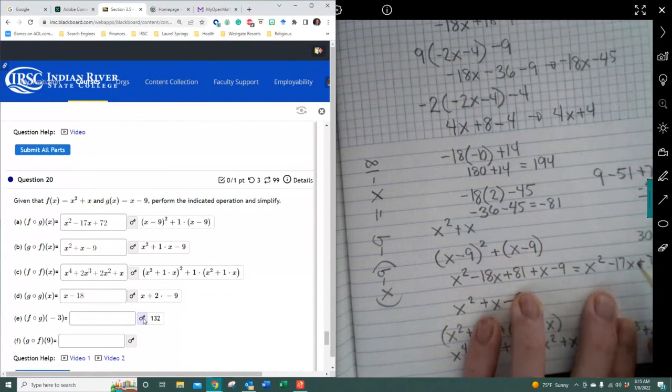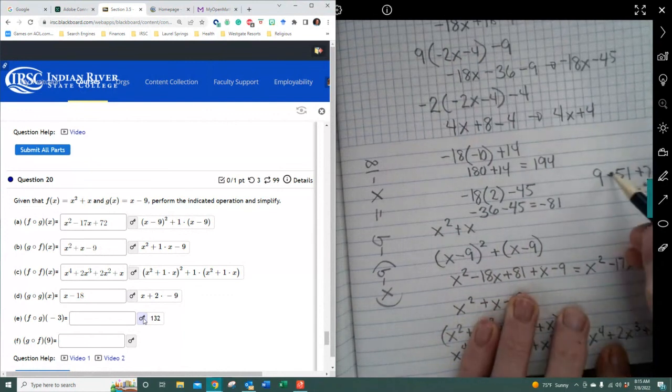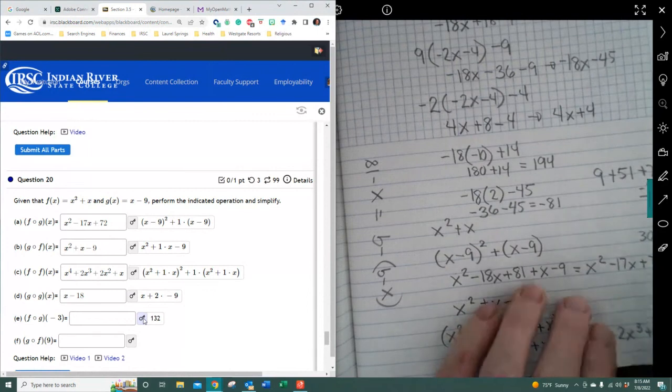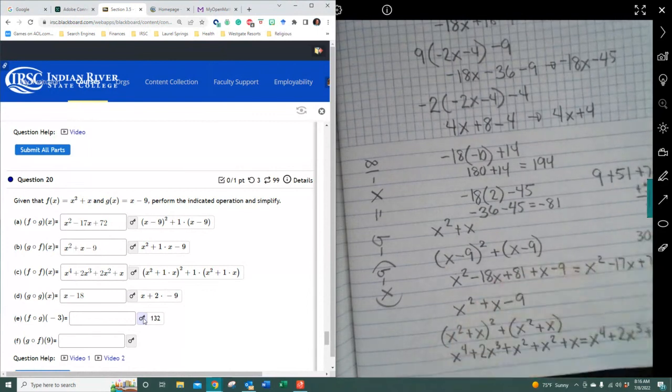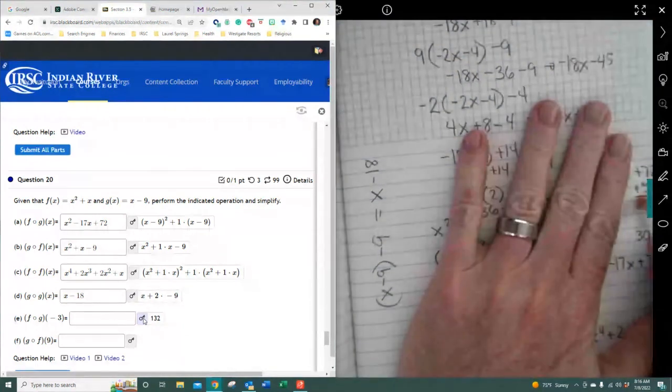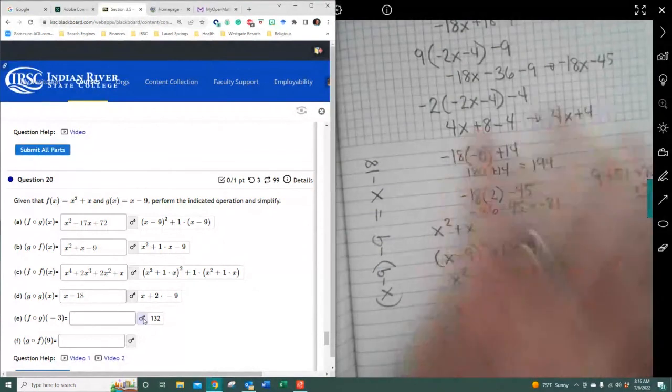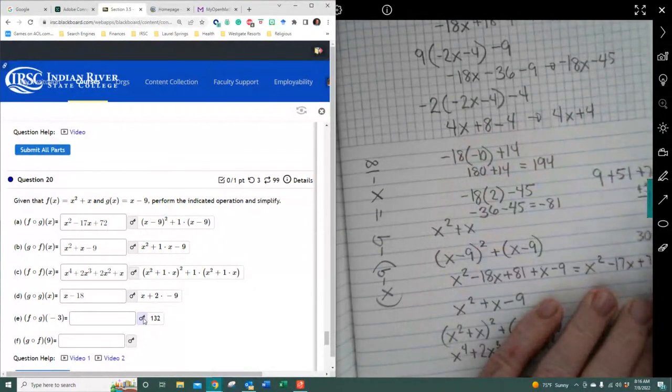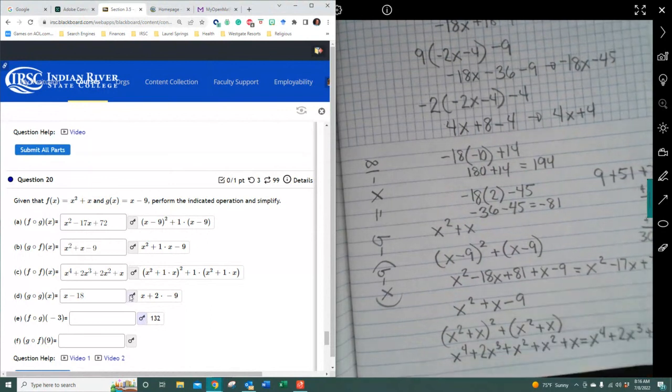Oh, yeah, there's my problem. This should be positive. See, I made a mistake on my sign, because -3 times -17 is positive 51. And so when I did this, this should be added together. And then adding 9 to this gives us 132. 132 is right. That's the right answer.